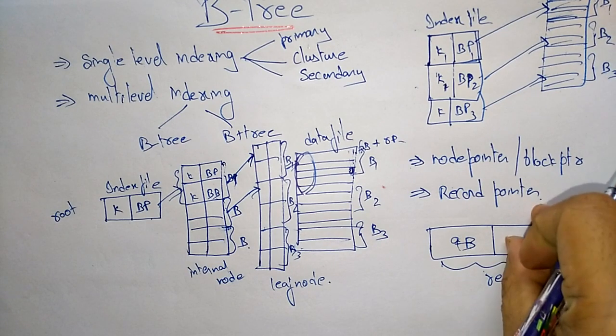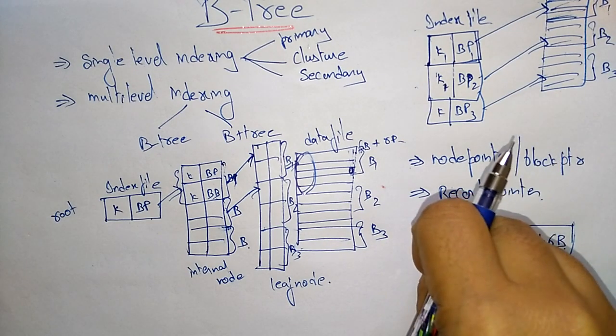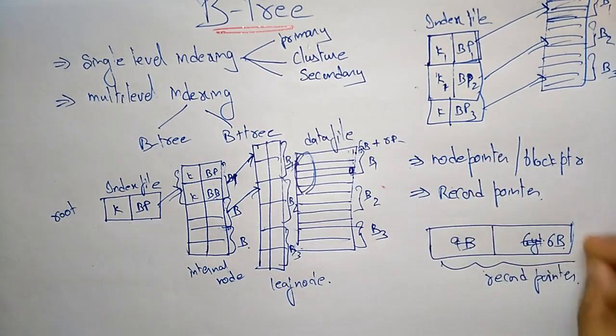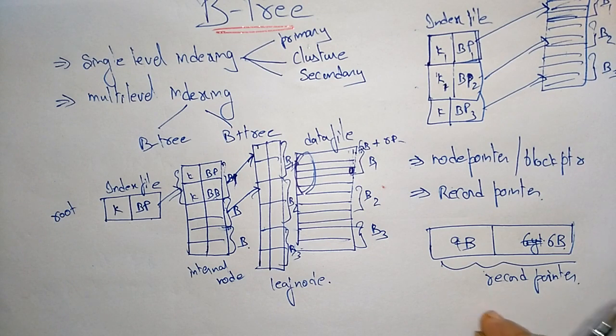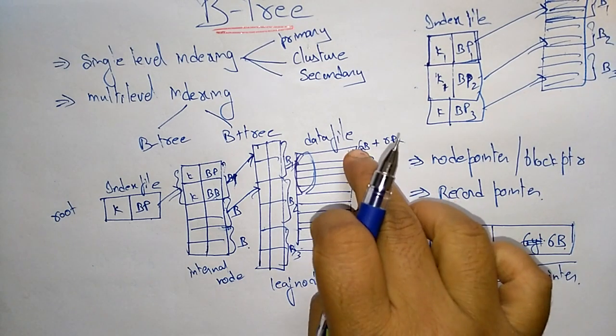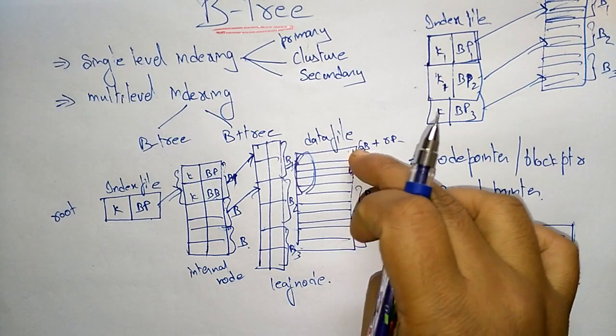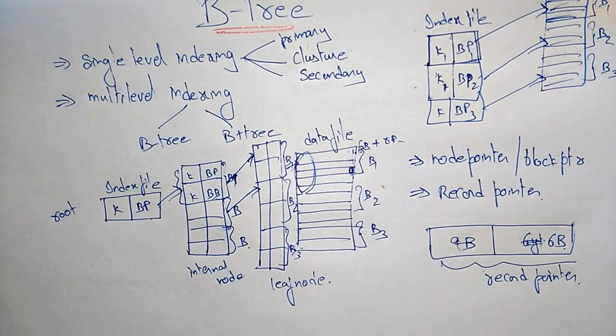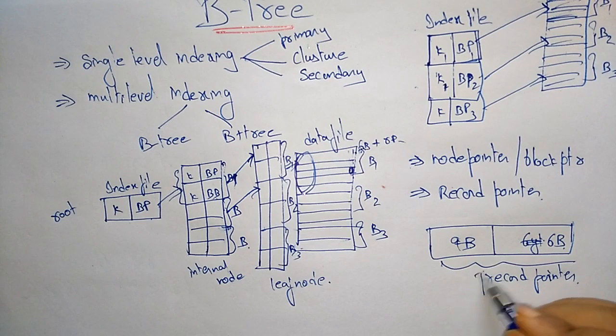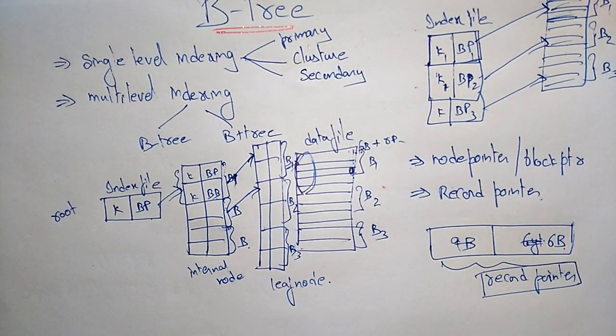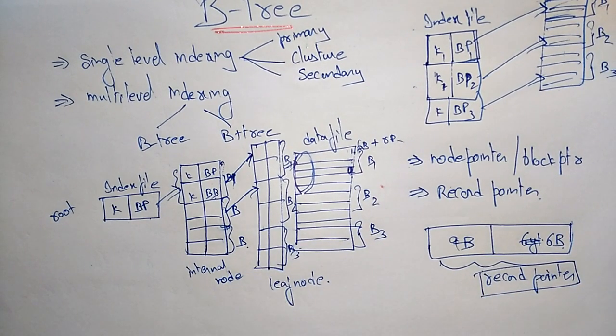The size of the block and the size of the record to where that record is present, that complete you call it as a record pointer. So record pointer size should be more than block pointer, because first it reaches to the block pointer and it accesses the particular record. Okay, so that is the record pointer. So this is about the multi-level indexing.